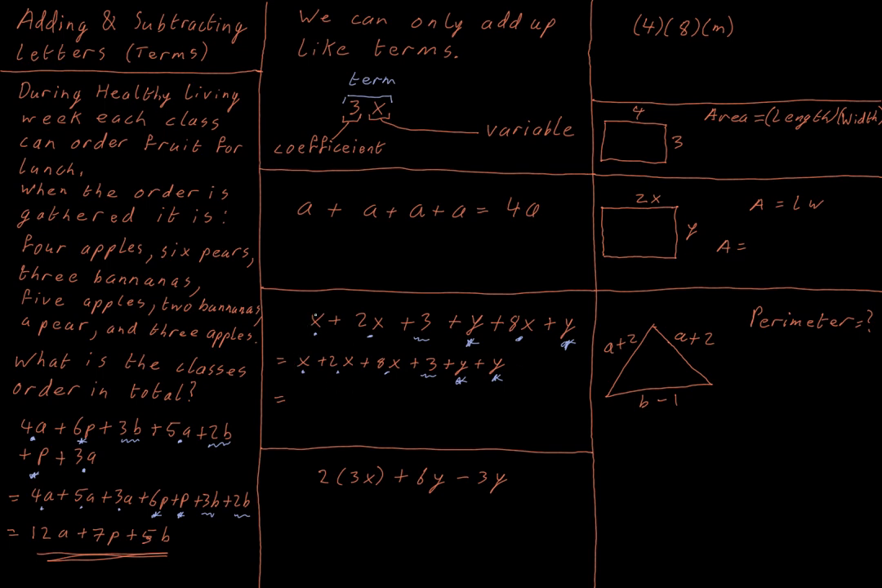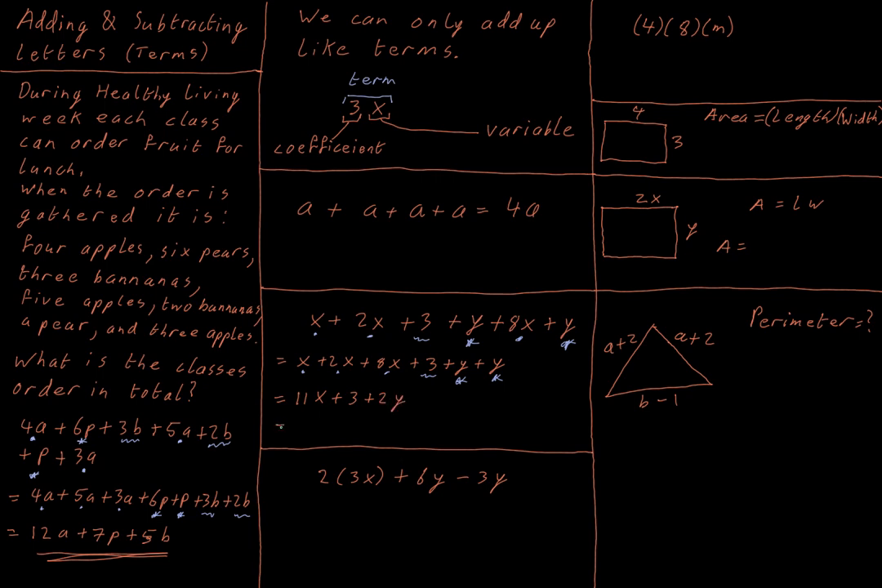So I have 1x plus 2x plus 8x. In total, I end up with 11 x's. I have 1x and 2 x's and 8 x's. So in total, I'd add that up to be 11 x's. Then I have plus 3, and then I have 1y plus 1y would be 2y's.